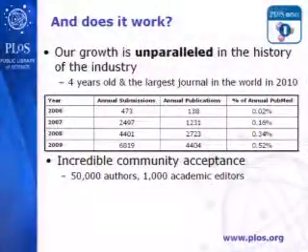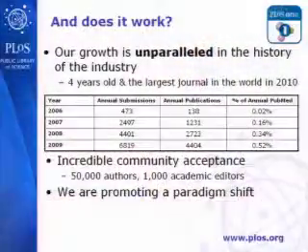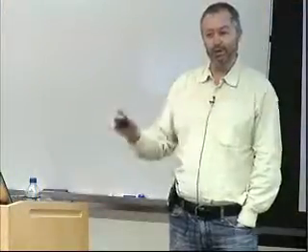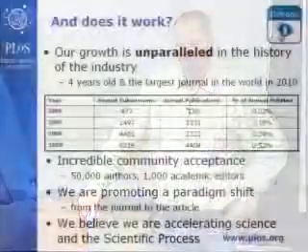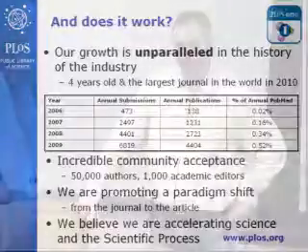We have amazing community acceptance. 50,000 authors have published with us now. We have 1,000 academic editors. Several are in this room. And we believe we're promoting a real paradigm shift here with what we're doing. We believe we're allowing people to move from thinking about the journal to the article. In the past, from 1665 until 4 years ago, it's all about the journal being a container or a package for the content. We're moving past that now. And we really think that we're accelerating the scientific process by doing this. We're doing people a great benefit, we think.